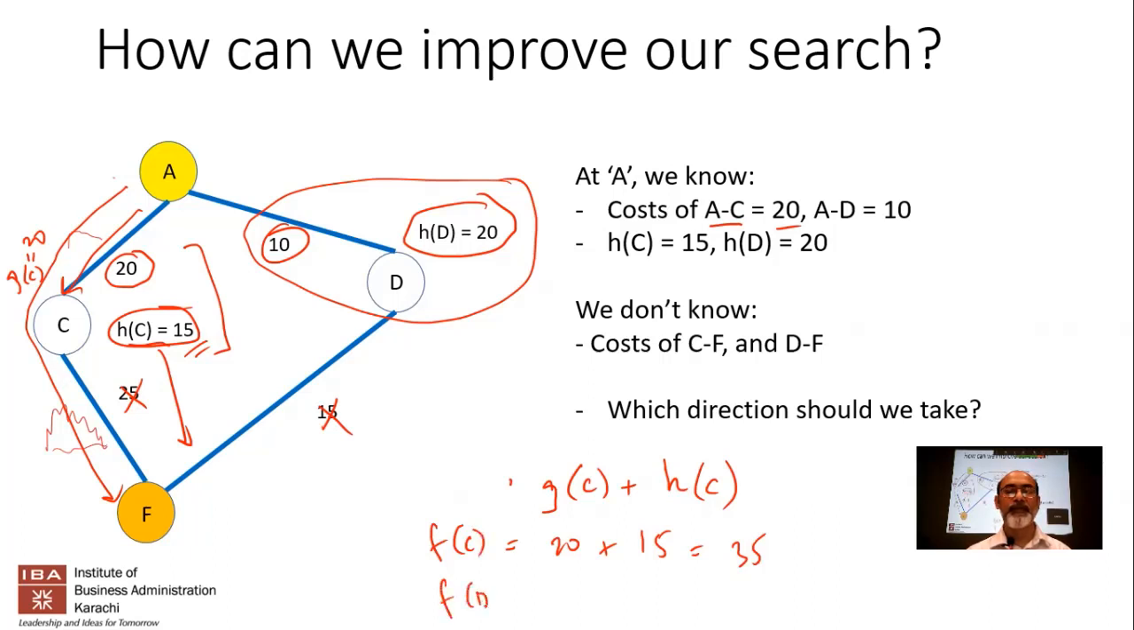What is F of D? It's going to be 10 plus, what is that? 15, right? So that's coming out to be 25, okay? Now, in this case, which path are you going to choose? Sorry, H of D is 20, you're right. So this is 20, okay? So this comes out to be 30. So which path are you going to choose? You're going to choose F of D, okay?